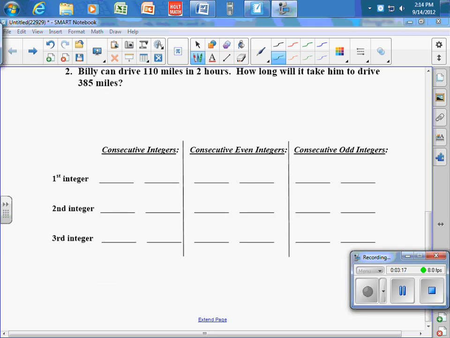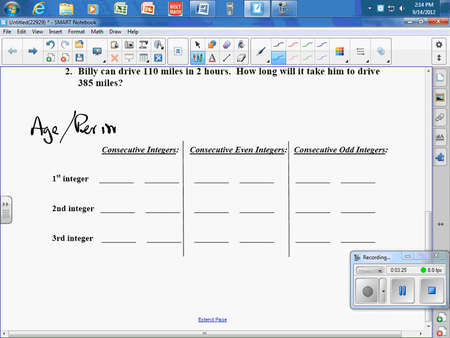Now we're going to have all kinds of story problems that we're going to have to be solving. Some of them deal with age, some of them perimeter of a rectangle, some of them we're talking about marbles, the number of coins. And then there's also consecutive integers, consecutive evens, and consecutive odds.